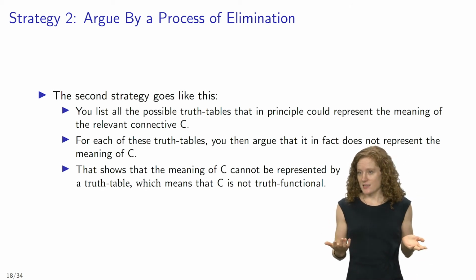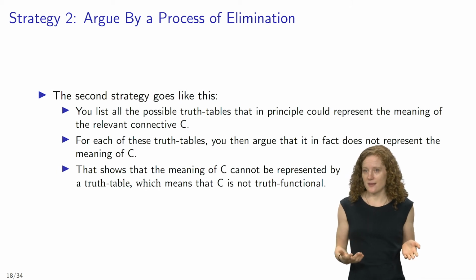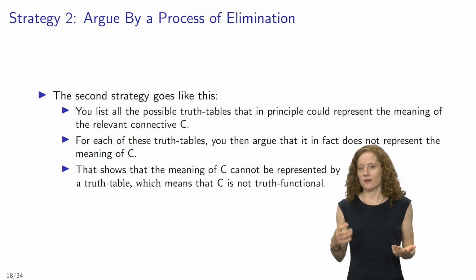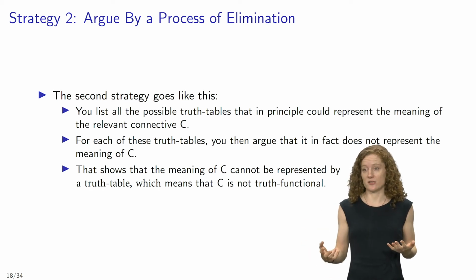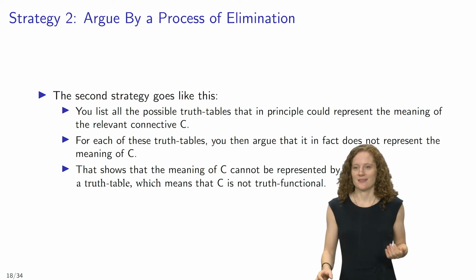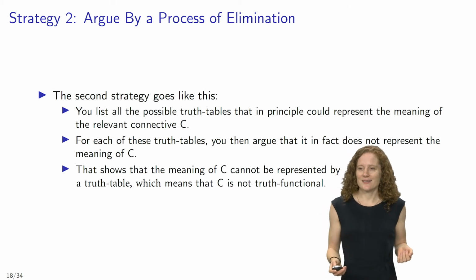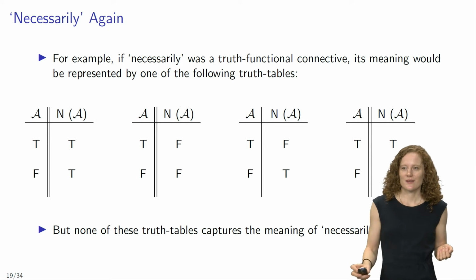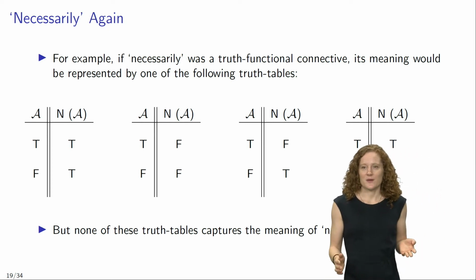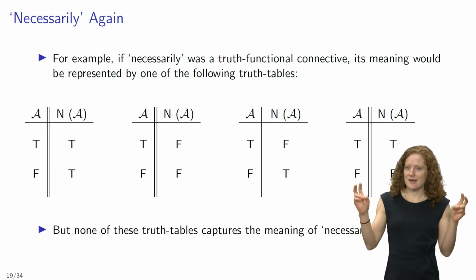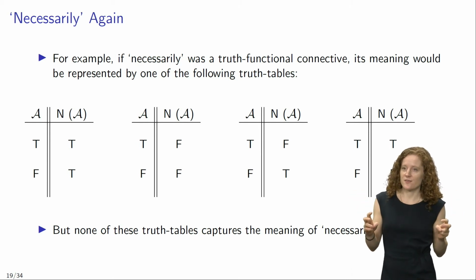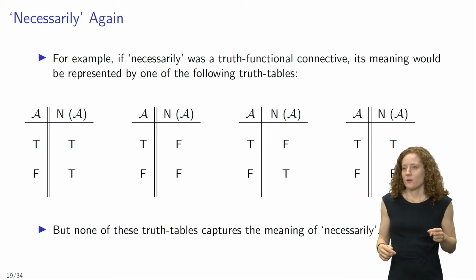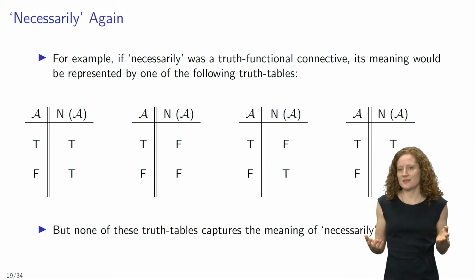And when you are successful at that, that shows that the meaning of C cannot be represented by a truth table, which means that C is not truth functional. Let's again look at an example to see how this works. So for example, if necessarily was a truth functional connective, we would have to be able to represent its meaning by one of these four truth tables.